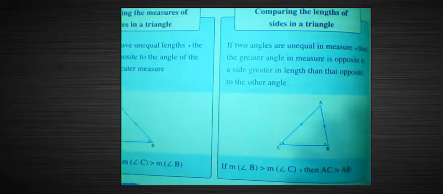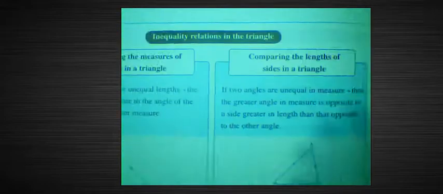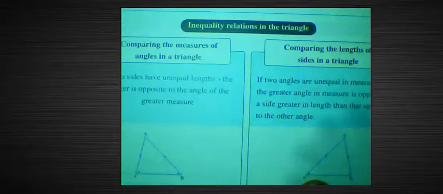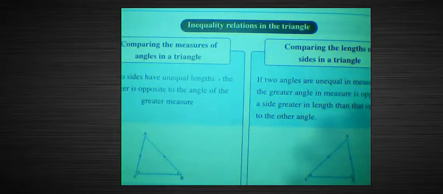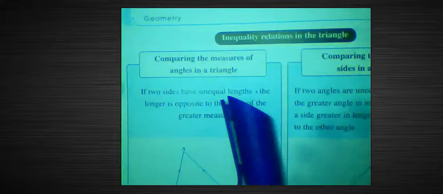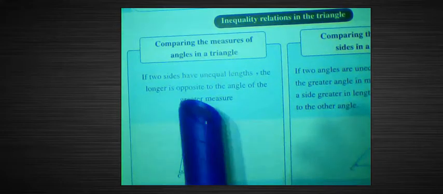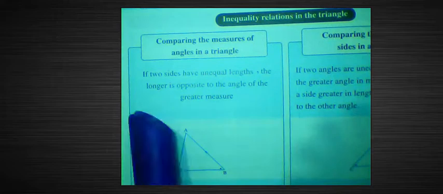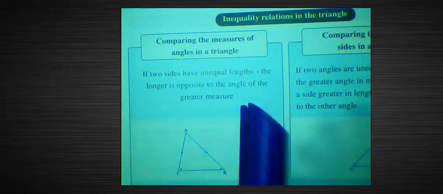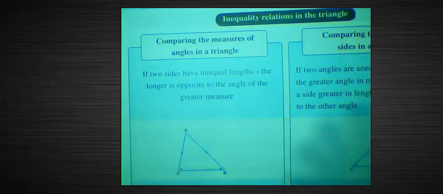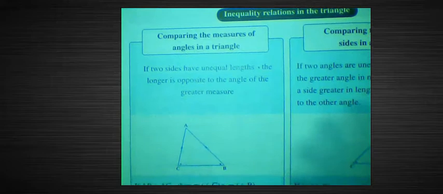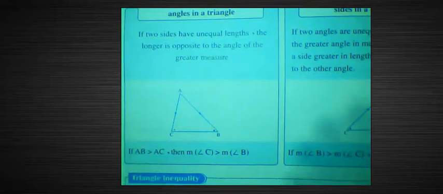بعد كده نشوف هنا ولاد inequality relation in triangle. في inequality مهمة جدا comparing the measure of angles of triangle، مهمة جدا to complete. If two sides have unequal lengths the longer is opposite to the angle of the greater measure. يعني if AB more than AC then measure of C more than measure of B.